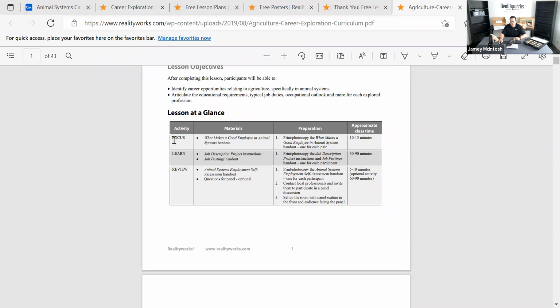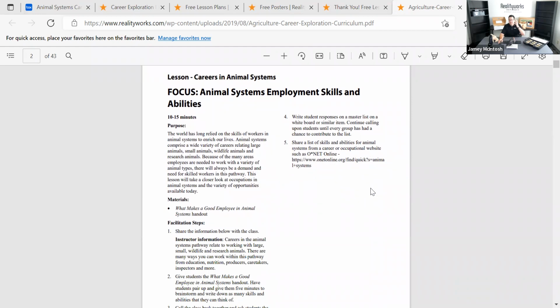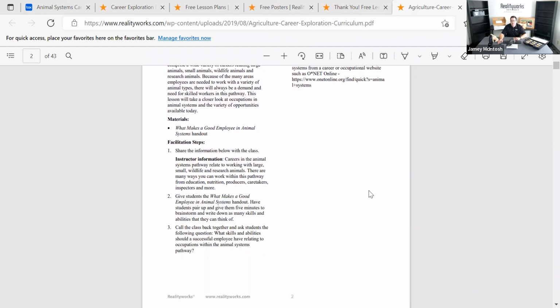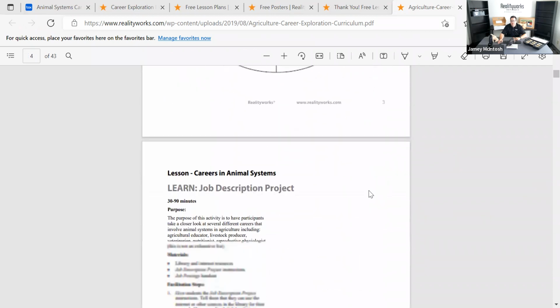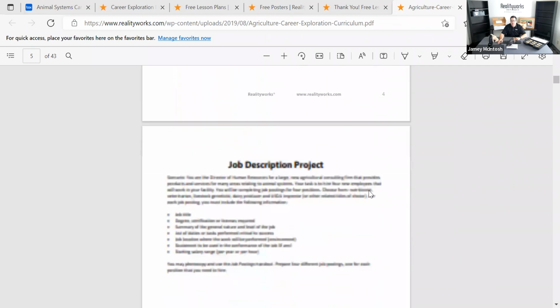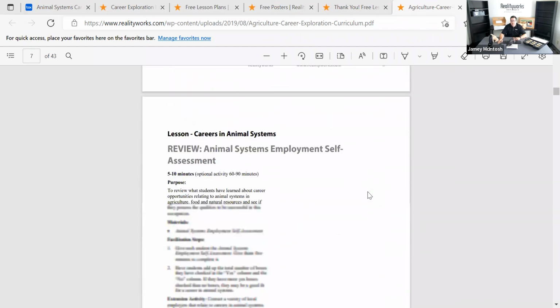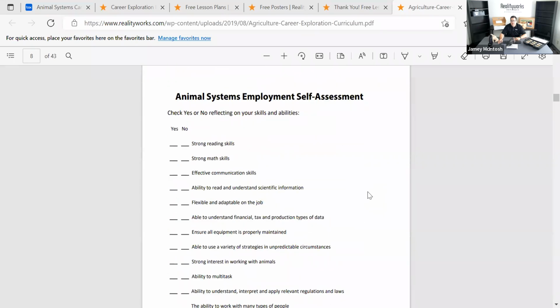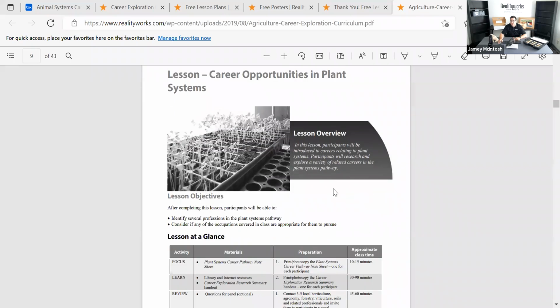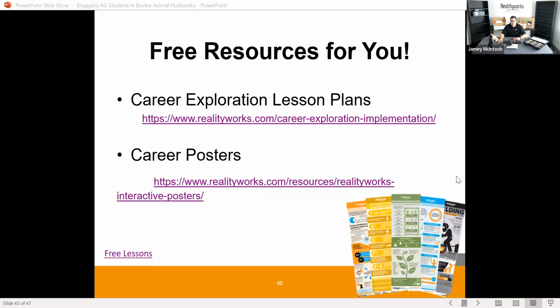It gives you a focus section. It gives you a learn section and a review. It shows you the approximate time for you to be able to do those. And then it gives all the materials you need, all of the different facilitator steps for you. So you as a teacher can start going through this and start presenting this. And it's a week's worth of curriculum for you and your students to walk through, so they have a good understanding of different careers in different types of agriculture areas. Also, we have posters. Those will also be helpful.